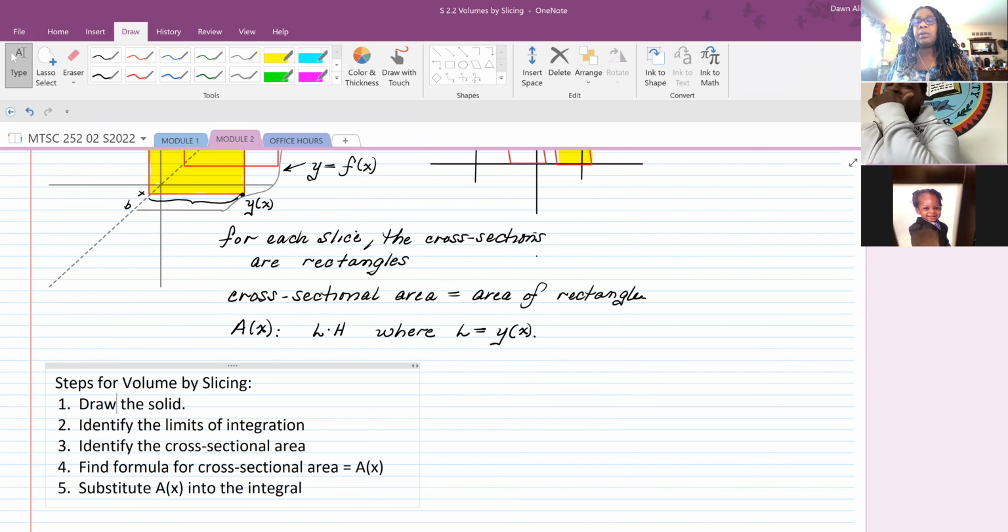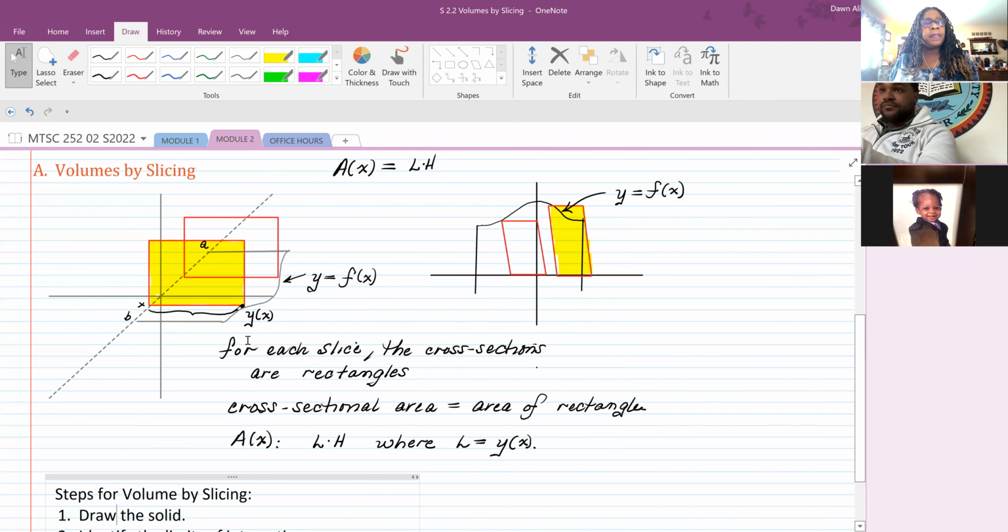So right here, notice this is my solid, is some strange thing, a loaf of bread, okay? And it starts at x equals a and ends at x equals b. Those are my limits of integration.